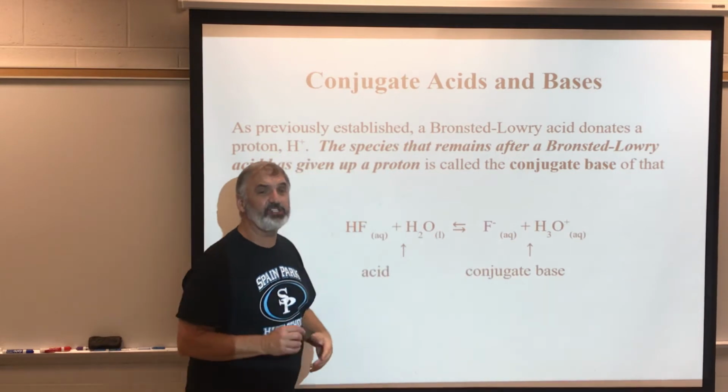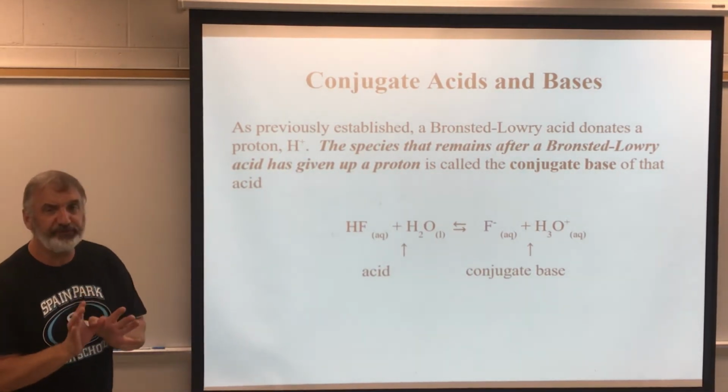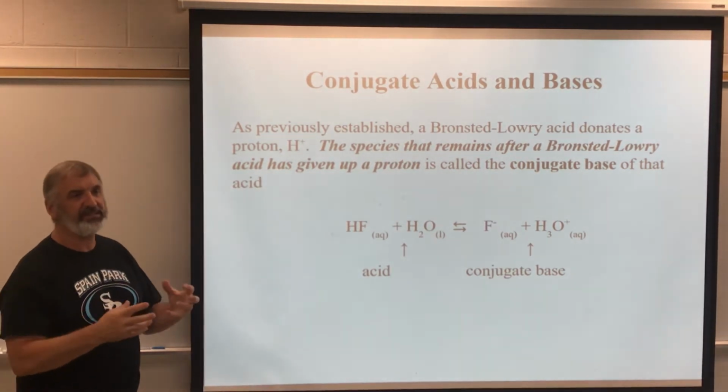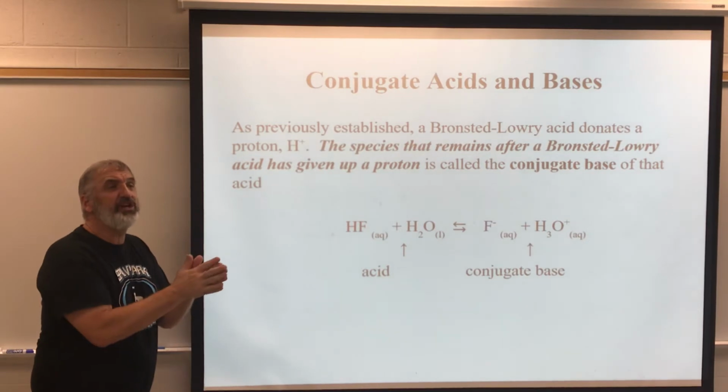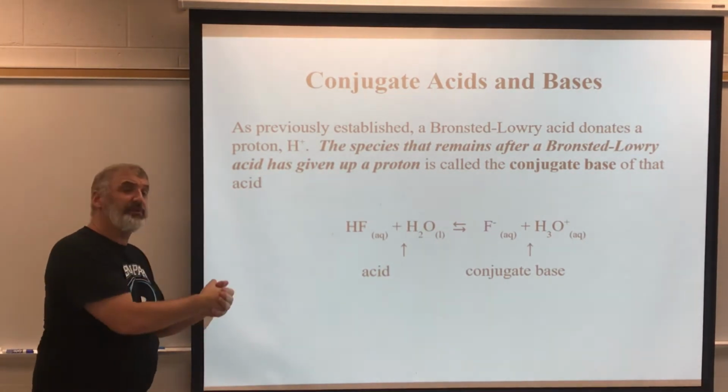So an acid is always going to form a conjugate base, and a base is always going to form a conjugate acid. Acids make conjugate bases, bases make conjugate acids, because once something donates a hydrogen, what's left has the ability to accept one back.